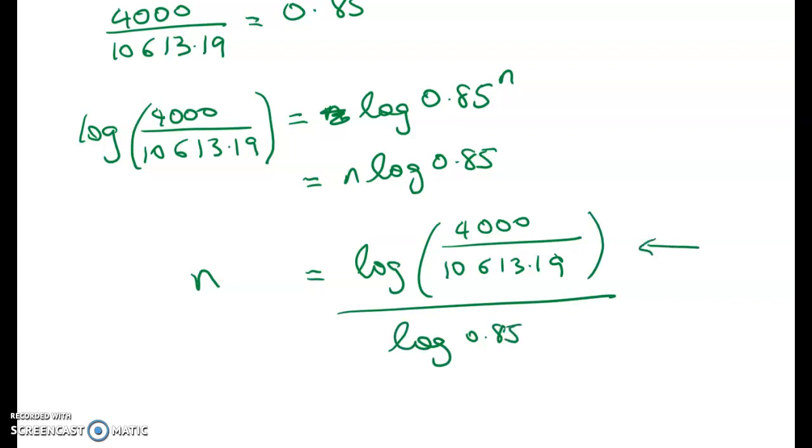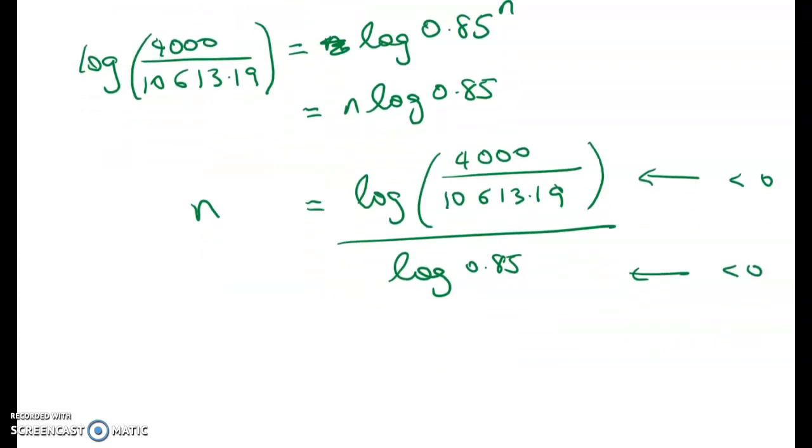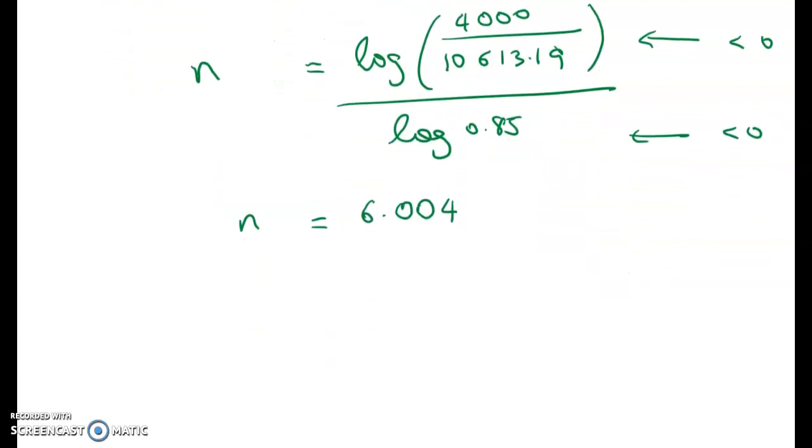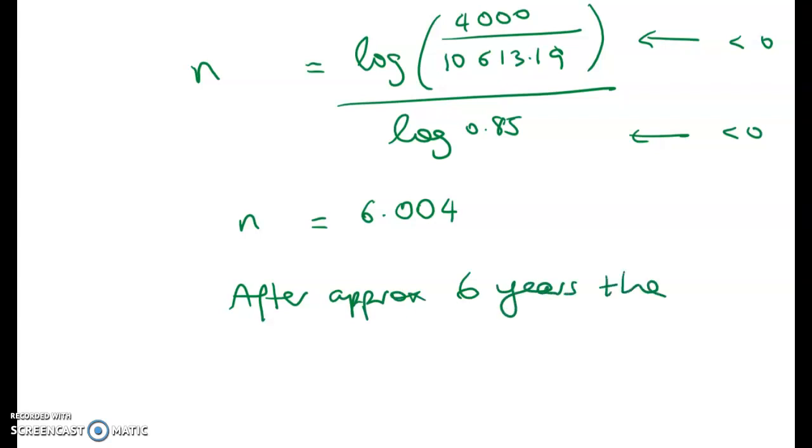Now you'll notice that both of these numbers are negative, and that's what's often going to happen in problems with depreciation. So our final answer here is that n is equal to 6.004 years. So that's so close to 6 that I would say after approximately 6 years, the car will be worth $4,000.